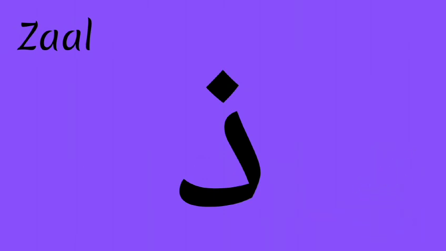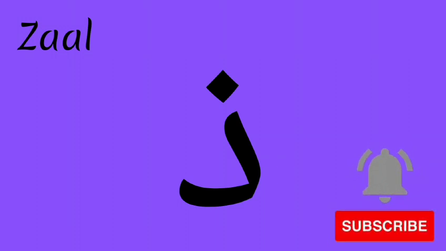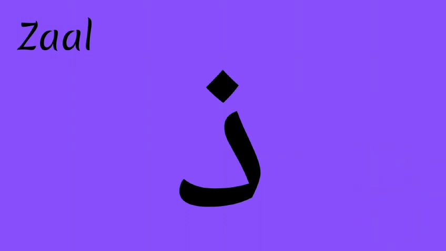Zal is a light sound letter. It is pronounced when the tip of the tongue comes out and touches the tip of the top front two teeth. Read after me. Zal, Zal. Read once again. Zal. Right? The letter name is Ra.